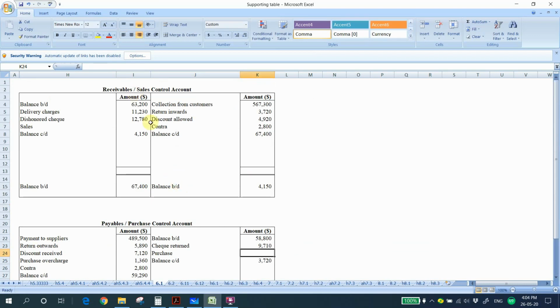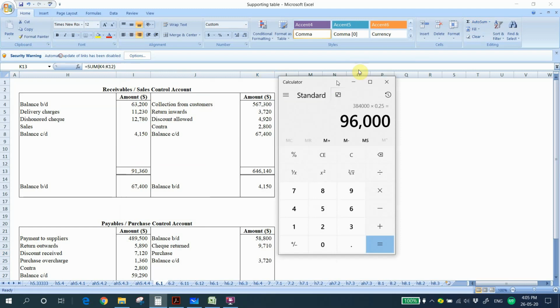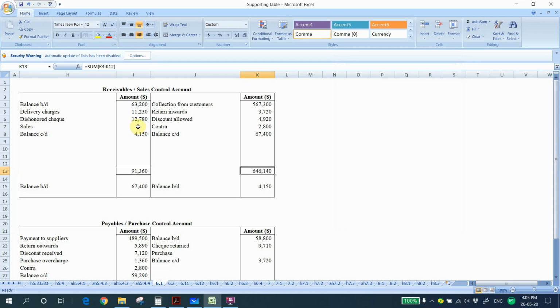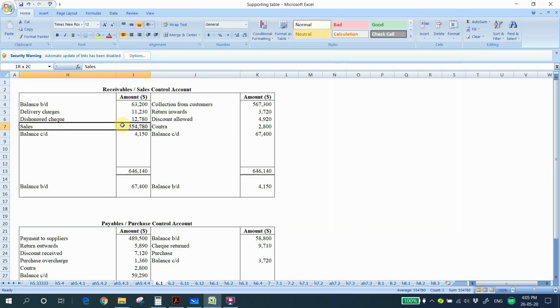Now we have to sum the total of your debit and credit to find the missing amount. The total credit of my receivable account is 646,140. My total debit is 91,360. It means that the difference will be 646,140 minus 91,360, which is 554,780. This is my total sales.